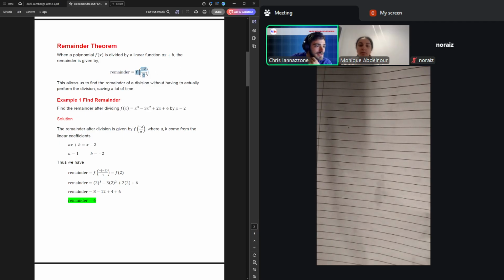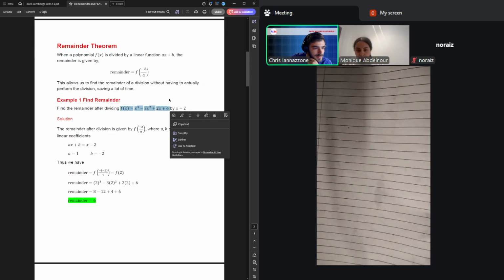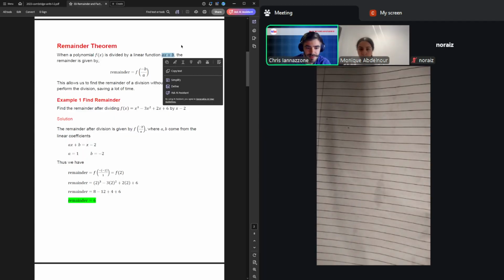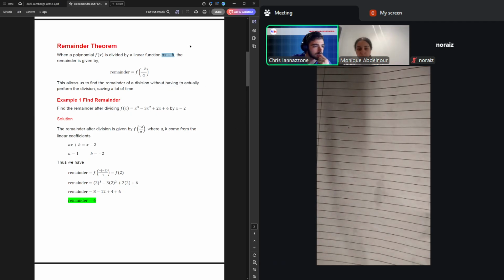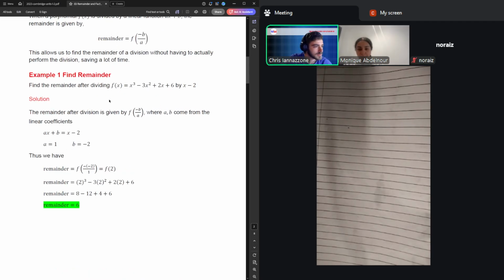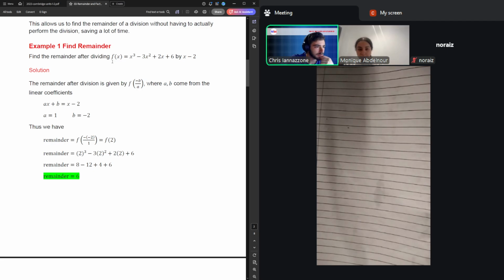The remainder is the same thing as f of negative b over a, where f of x is the polynomial. So in this case, it'd be this cubic here. And the negative b and a are going to come from whatever the linear is that you're dividing by, where a is the coefficient on the x and b is the constant for the linear.